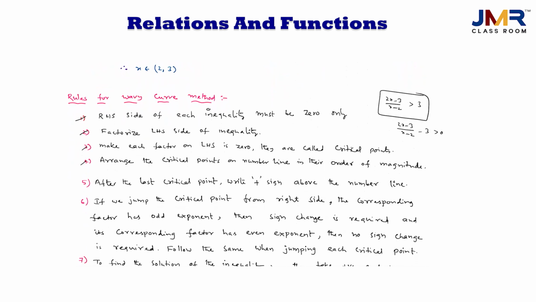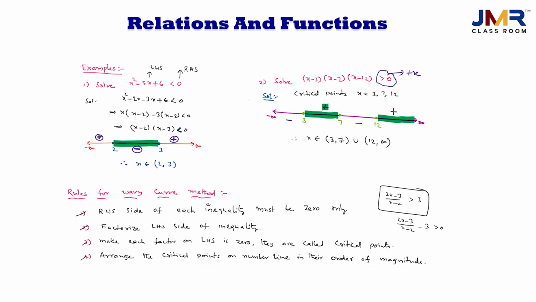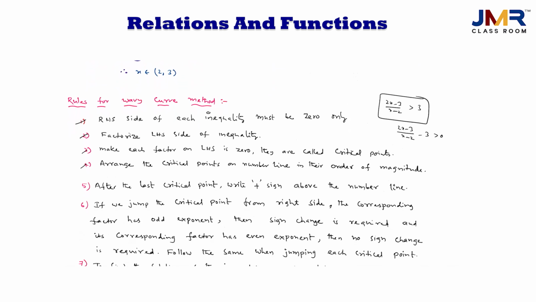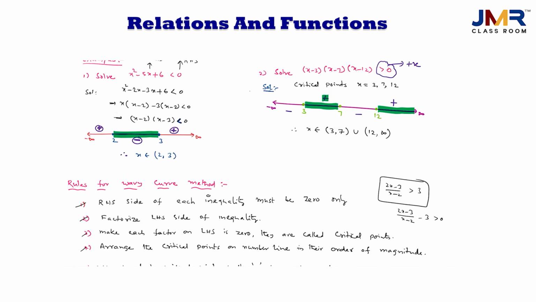And fourth important point: arrange the critical points on a number line as per their order of magnitude. See here 3, 7, 12 according to their magnitudes. So 3 is lesser, then 7, then 12. You have to follow the order. And fifth one: after the last critical point, write a positive sign above the number line. Generally, I follow positive sign above the number line, negative sign below the number line.